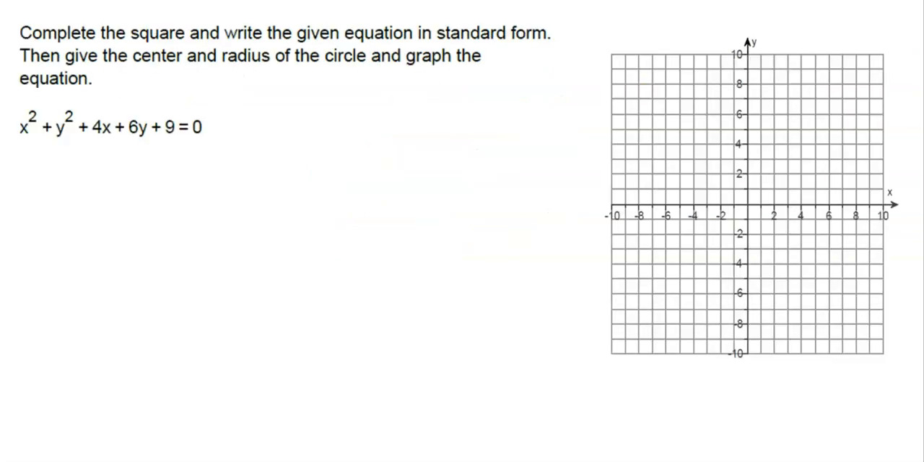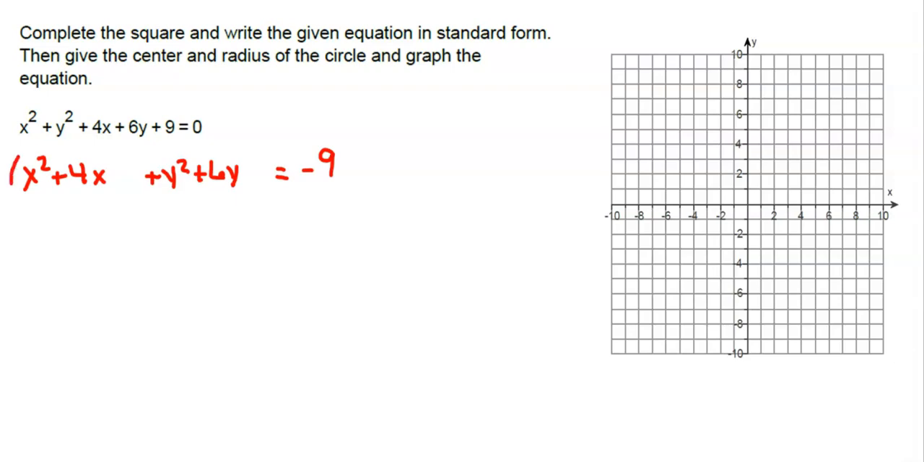For this circle, we have to complete the square first before we can find the center and radius and make the graph. So let's start by rearranging some of the terms. We've got an x squared term and a 4x term. We'll put those together. We'll leave a little space. We've got a y squared term and a 6y term. Once again, leave a little space, and then go ahead and subtract 9 from both sides.